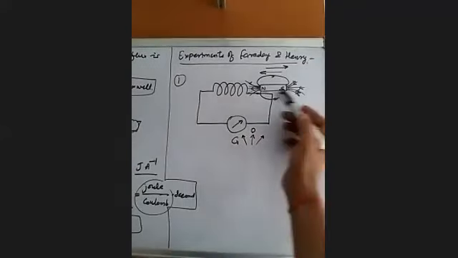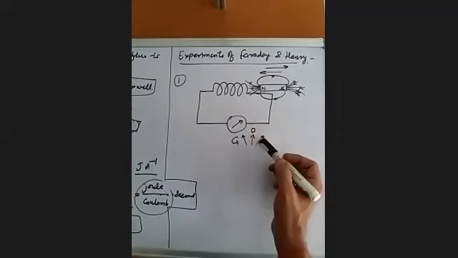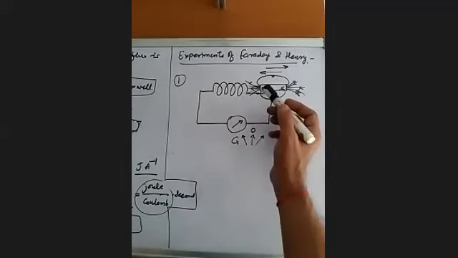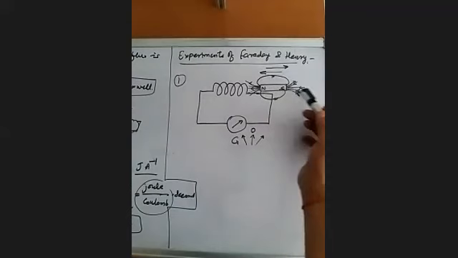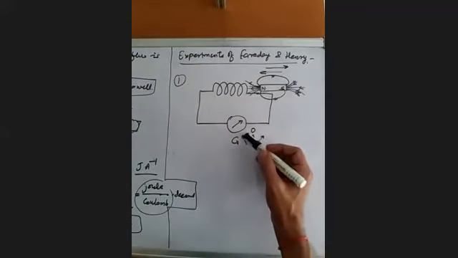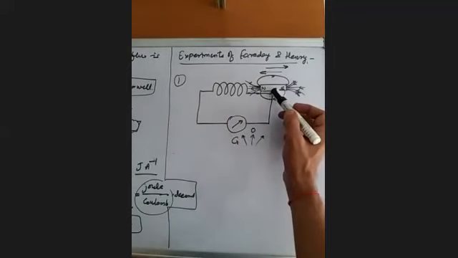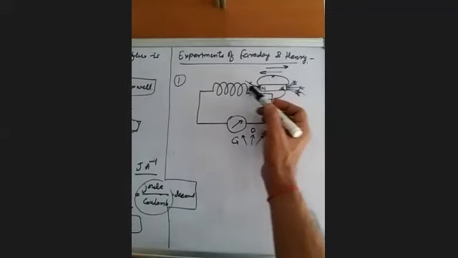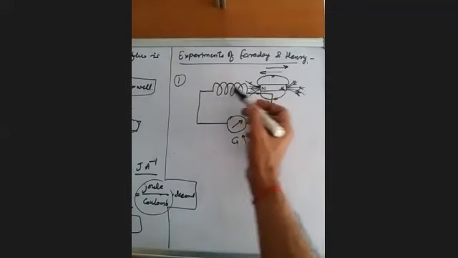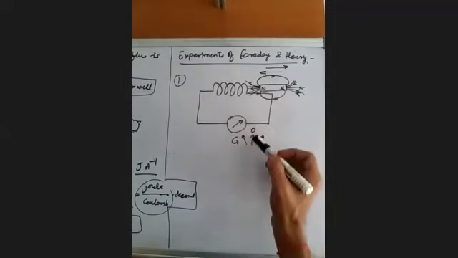So when you bring the magnet close, there is a current in some direction. When you take it away from the coil, the current is in the opposite direction. And when you stop the magnet at some point, there is no current. Even if you bring the magnet into the coil and stop it, there is no current.